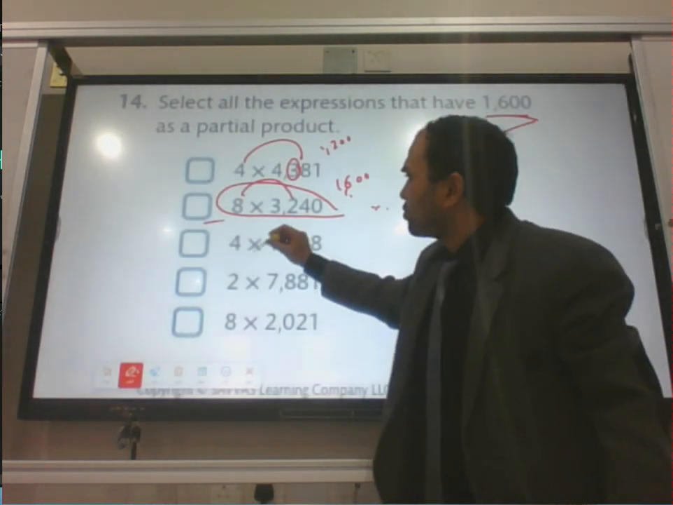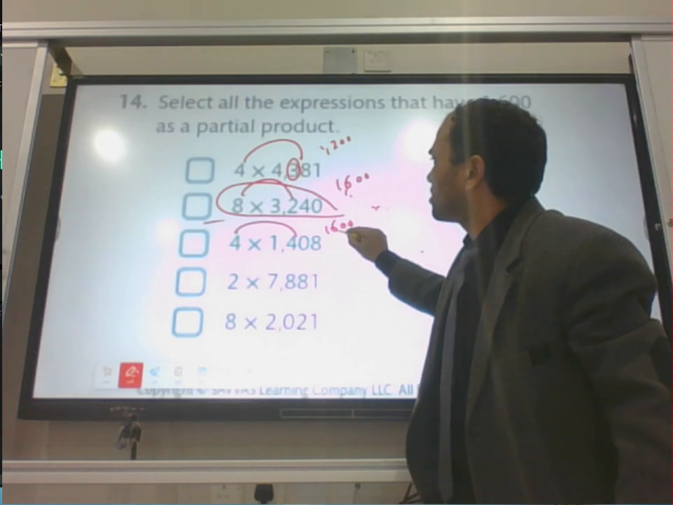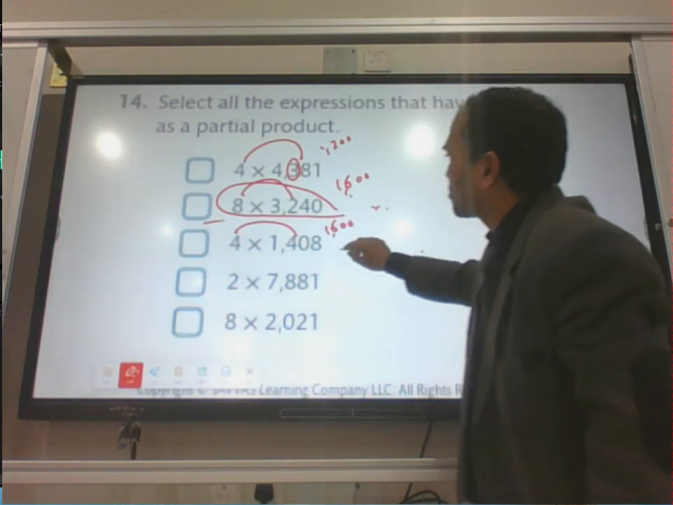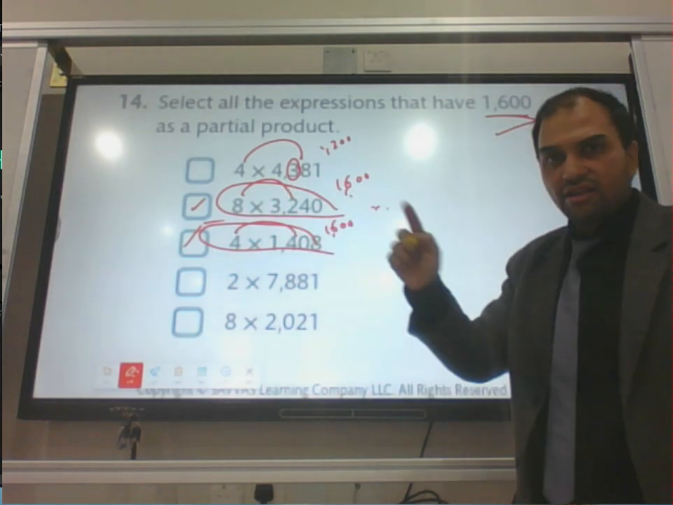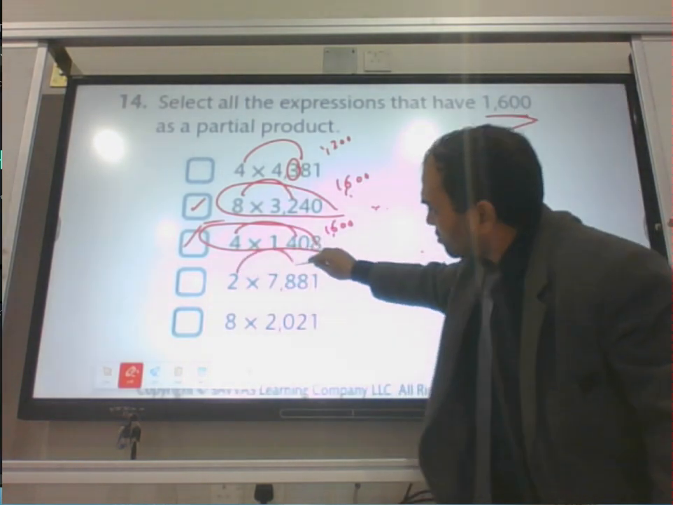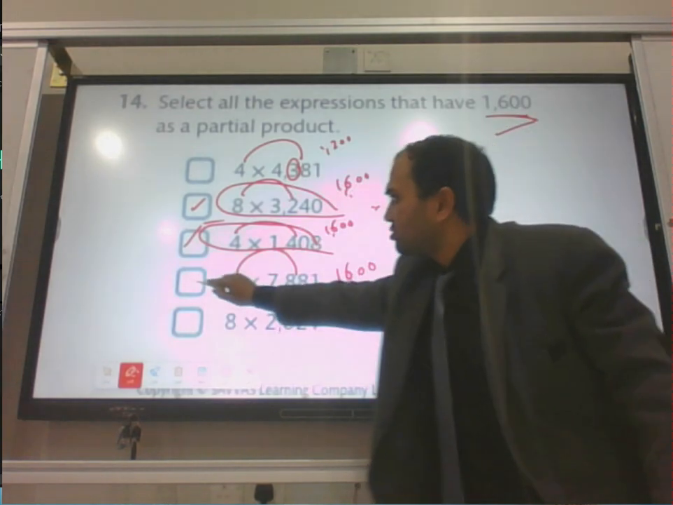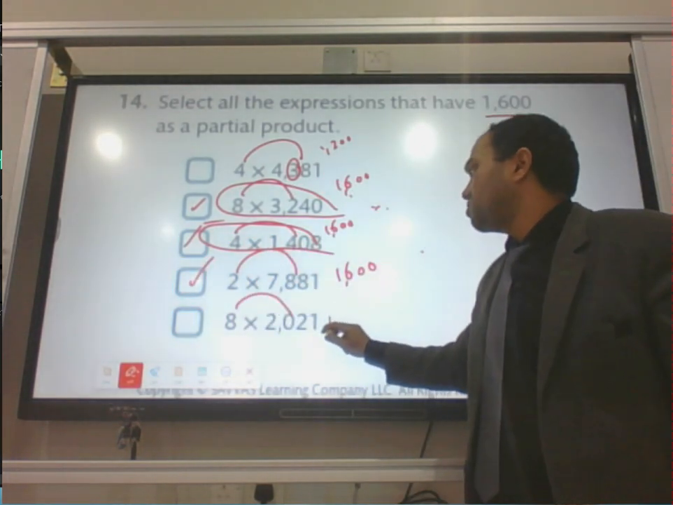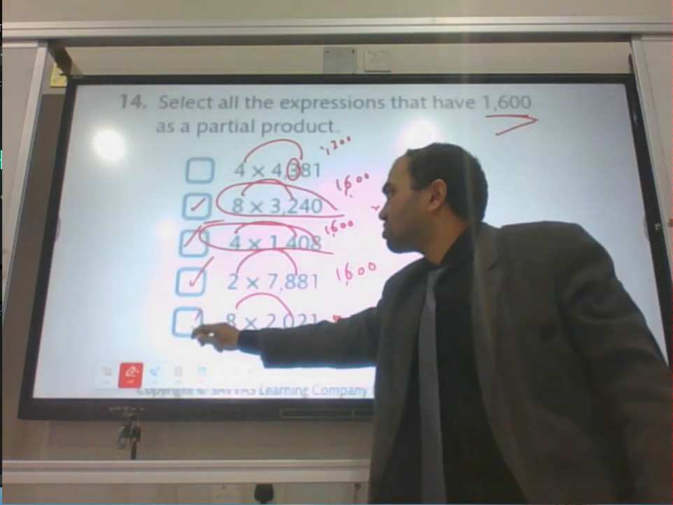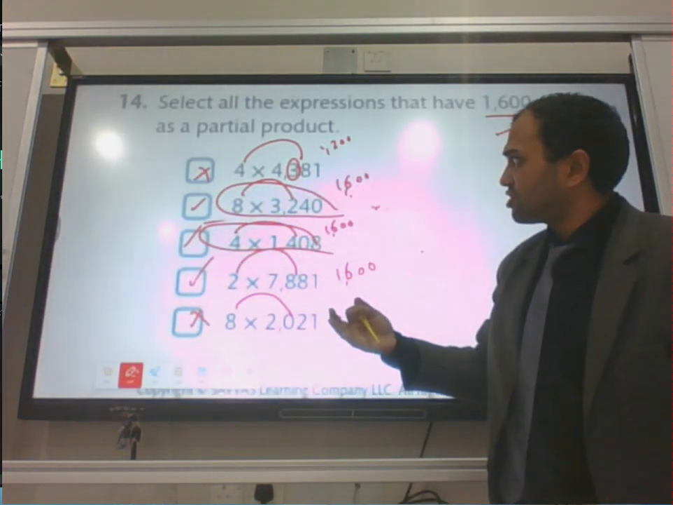Next question also, we can multiply 4 by 4 equals 16 and write double 0. The result will be 1,600, so you want to choose this also. And next, look at here, 2 times 8 equals 16 and write double 0. So you choose this answer also. And next question, 8 times 0 equals 0. Don't choose this. And the first, don't choose this. So you must choose 3 solutions.